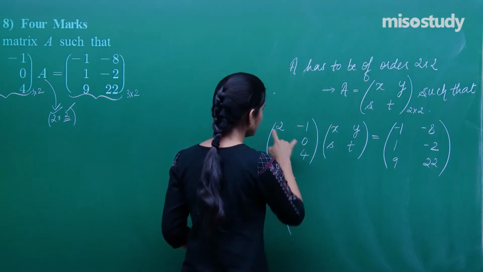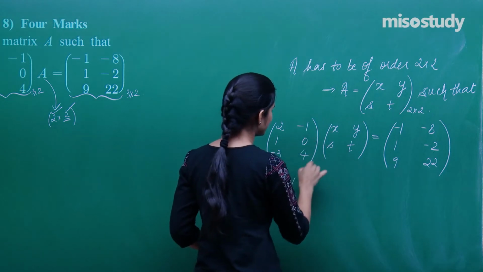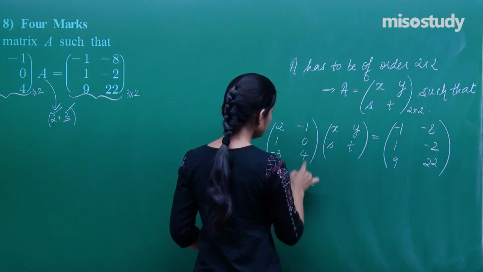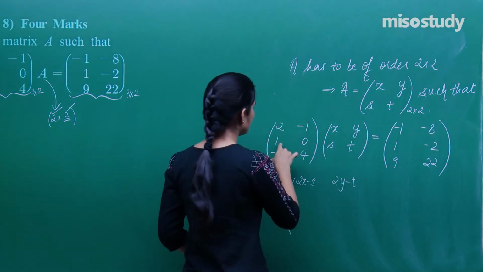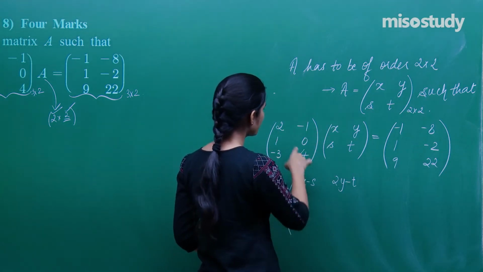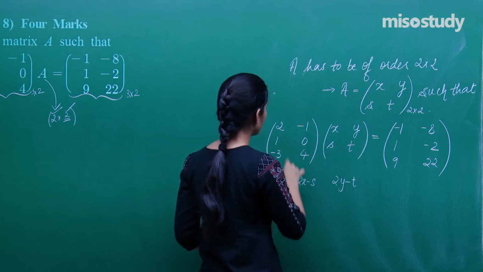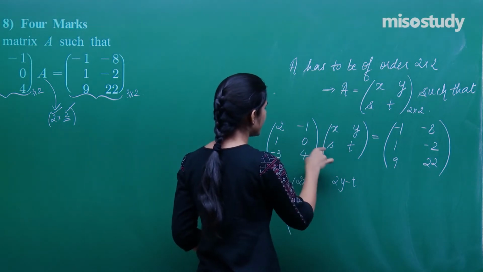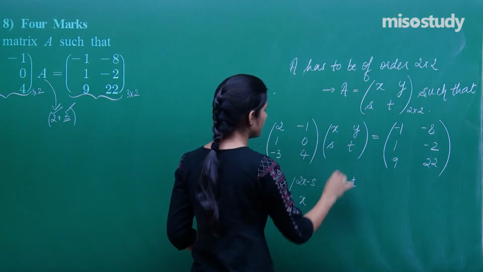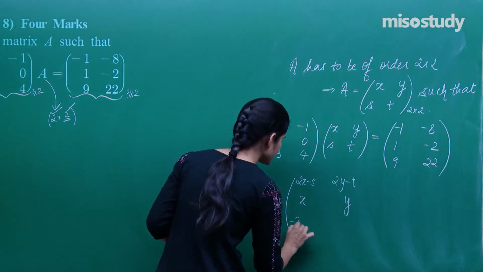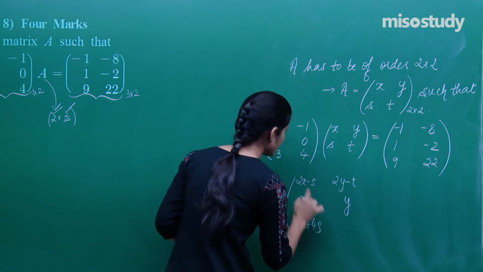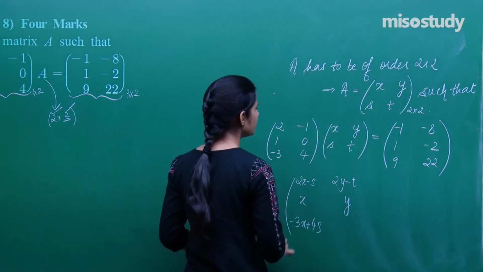Multiply first row, first column, 2x minus s, 2y minus t. Then this is the first row, first column, then first row, second column. Then I have second row, first column, x, just x, and this is just y. Then it is minus 3x plus 4s, minus 3y plus 4t.